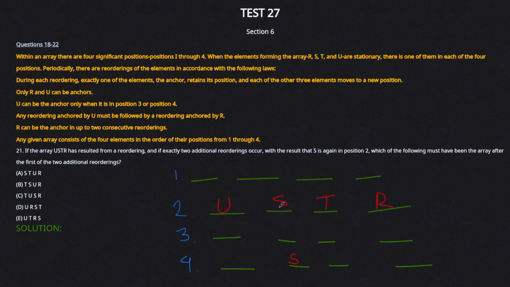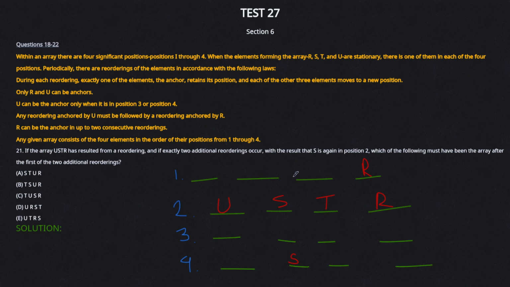For the second one, we know that R has to be the anchor because U cannot be the anchor if U is at number 1. U can only be an anchor when it's in 3 or 4. And if it was at 3 or 4 at its initial position, then it could not have changed its position to number 1 if it was the anchor. So U is not an anchor here. R is the anchor, so I'll put R here.